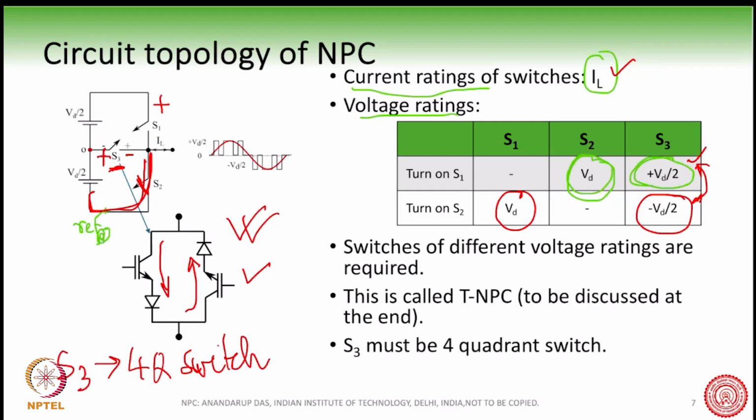Whereas if you turn off the IGBTs, then you can actually block voltages of both the directions, right? So therefore, S3 can be realized by this one possible circuit implementation, using an IGBT with a series diode. Other possibilities we will see later.